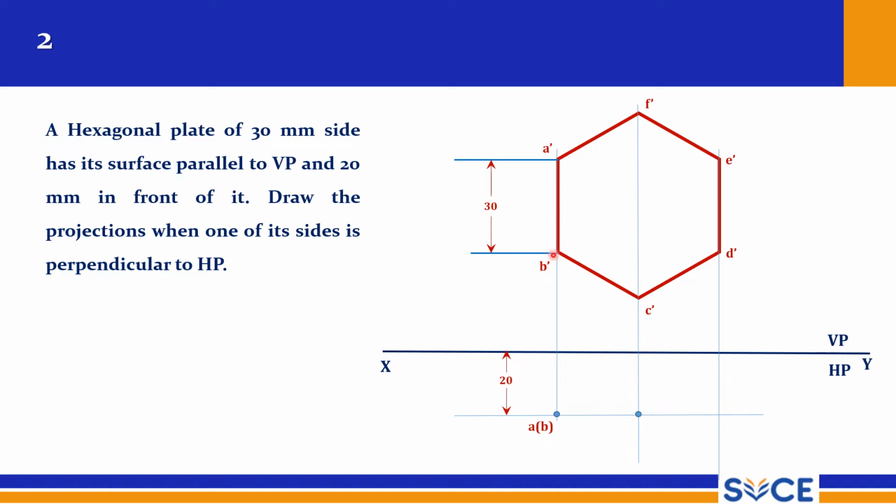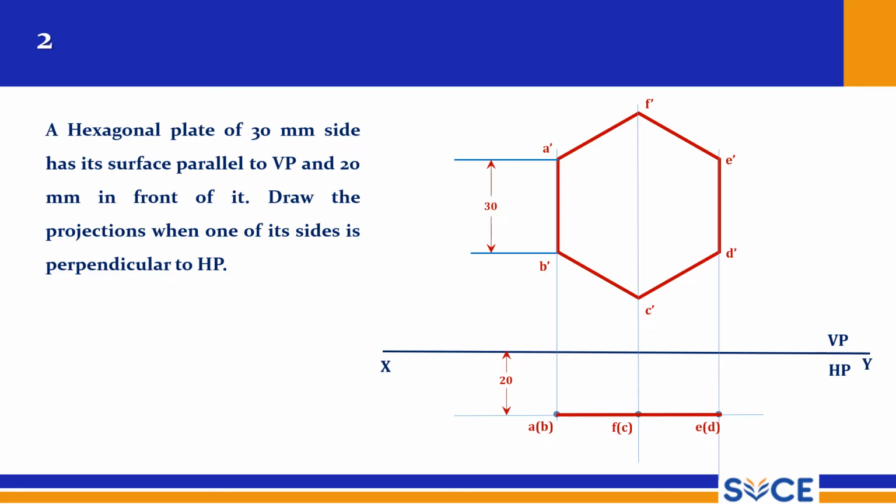So A is visible, B is invisible, that should be within bracket, and F is visible, C is invisible and within bracket, D is invisible, E is visible. So D should be within bracket. So now I have got these 3 points. Join all these 3 points with a straight line, that becomes the surface top view. So this is how you should solve this problem.